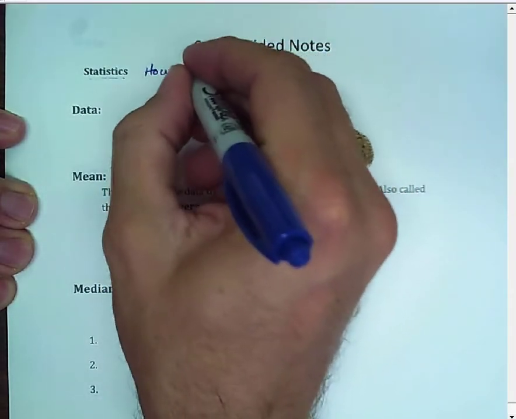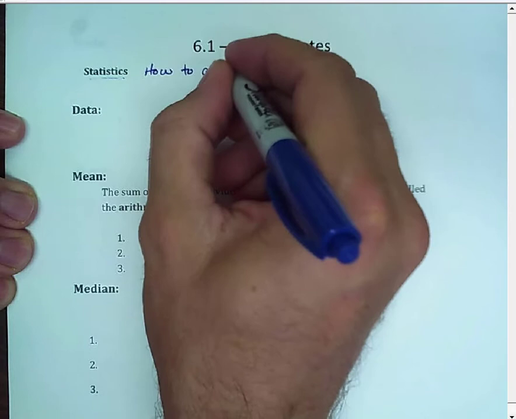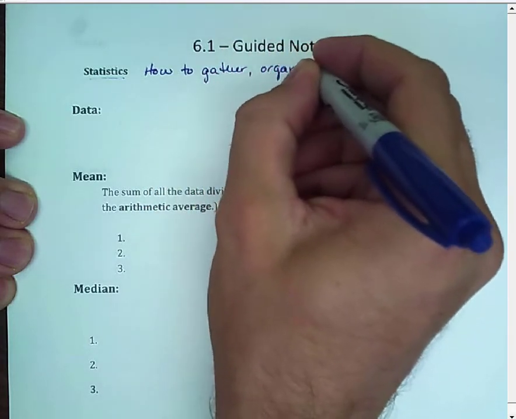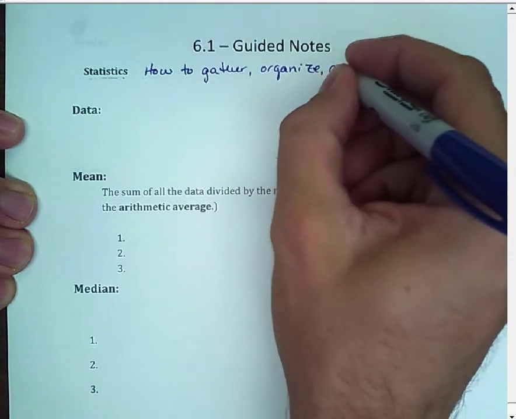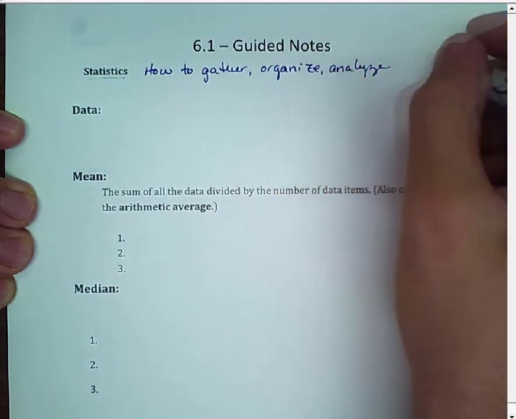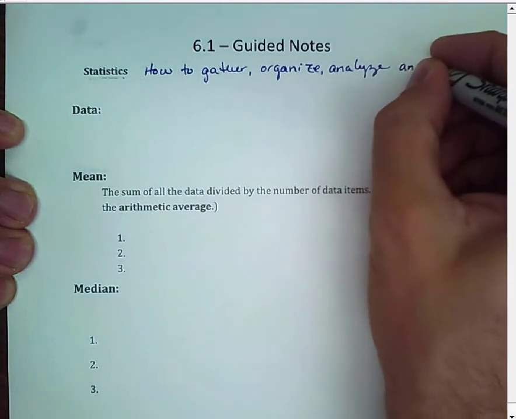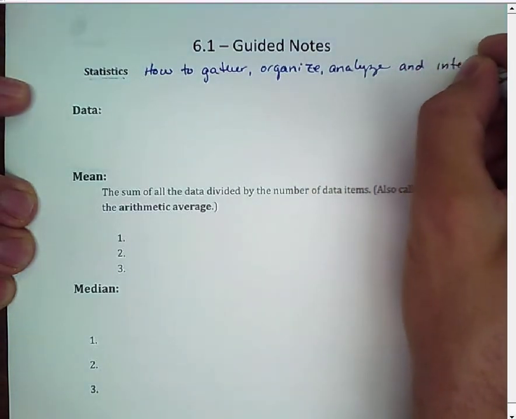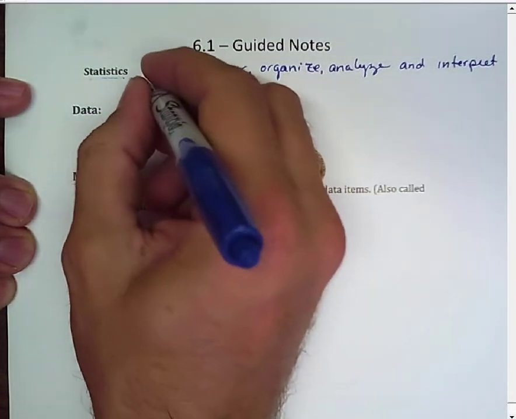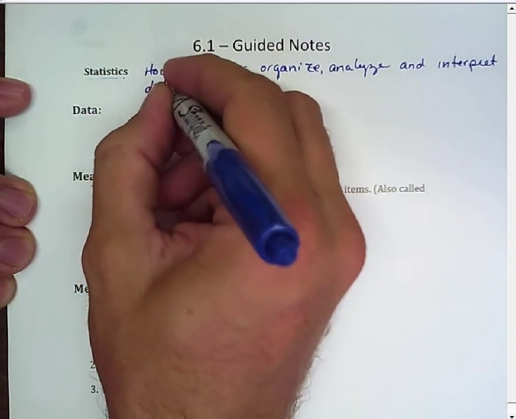how to gather, organize, analyze, and interpret data. We use statistics to make decisions about the world around us.